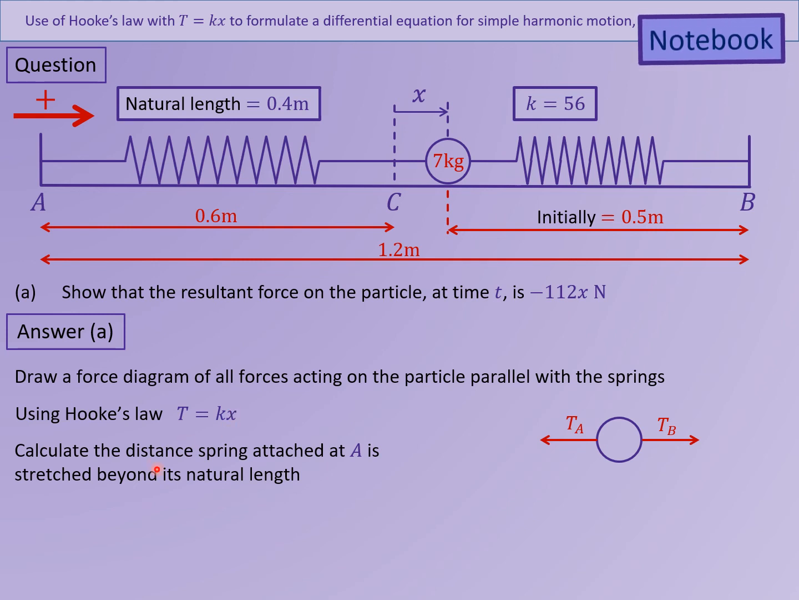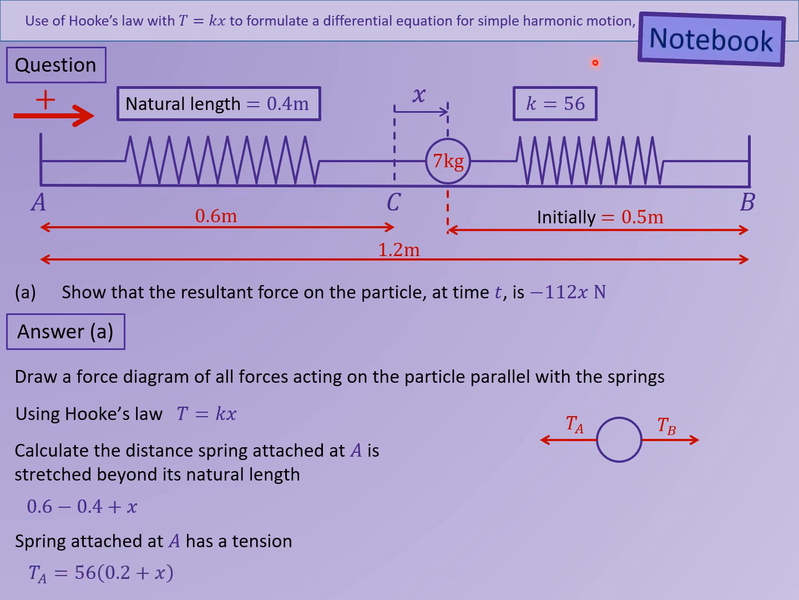The x value along its natural length is going to be the difference between 0.7 and 0.4. So it's got 0.6 minus 0.4, and you could calculate that yourself in your heads. You know it's got an extra extension of 0.2. So we know that the spring attached to A has this tension then: 56, because that's the k value, and the x value is 0.2 plus whatever x is.